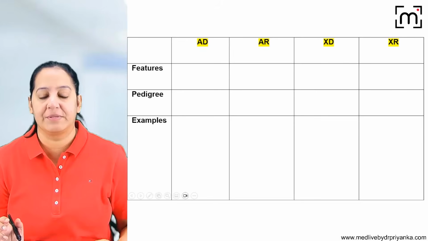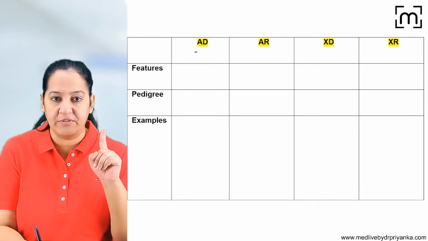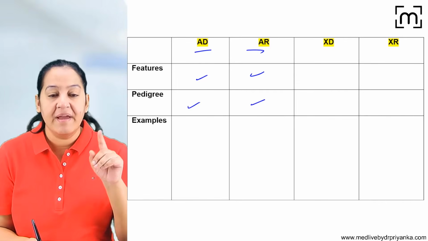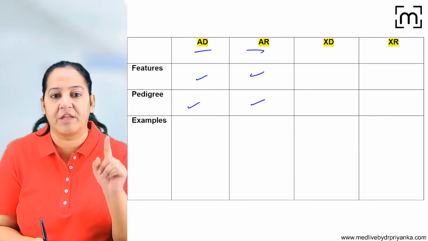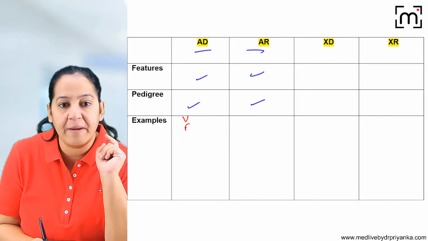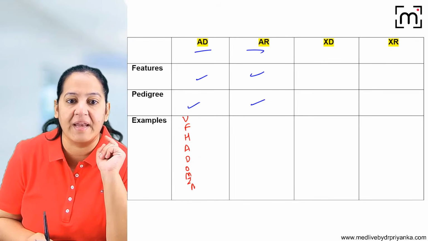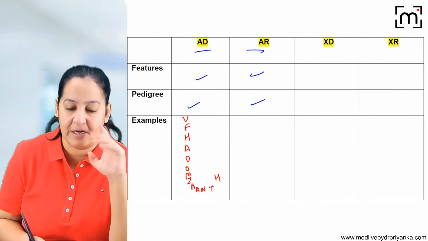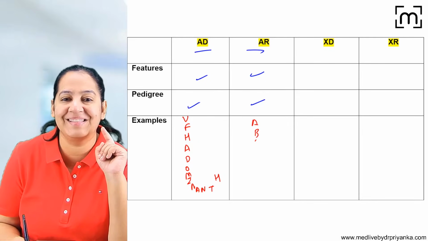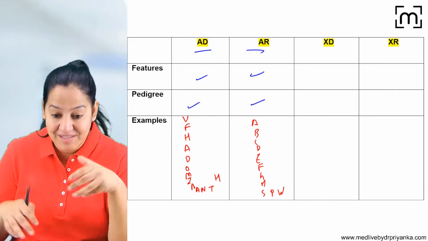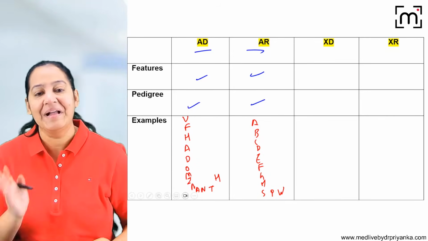So we are done with the examples also. Try to write down the features of both of them. We will write in the end: draw the pedigree of both of them and write the mnemonic of the examples of both of them. So here the mnemonic was familial hypercholesterolemia for autosomal dominant. And here the mnemonic is A, B, C, D, E, F, G, H, S, P, W. So say the full form again and again. Okay, coming to the next one.